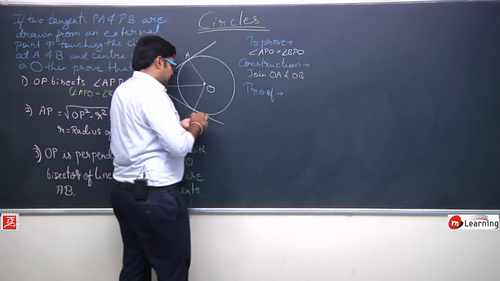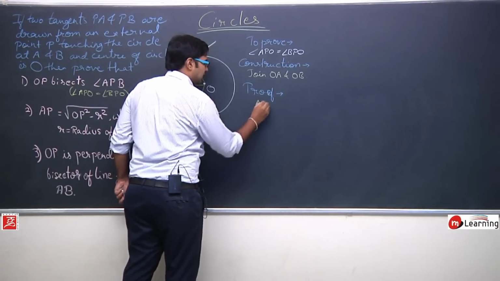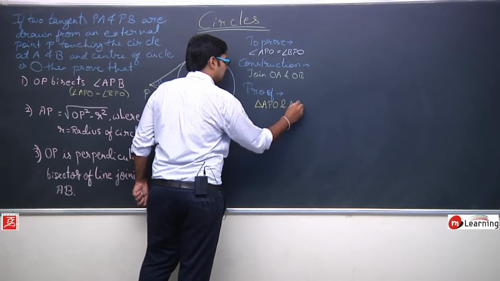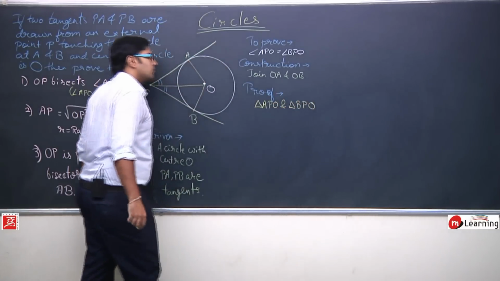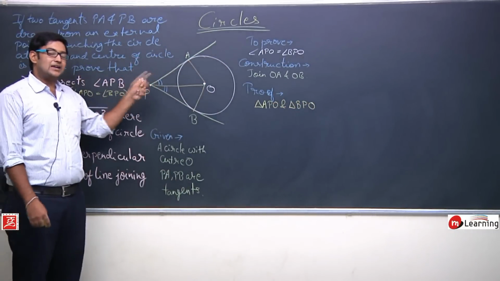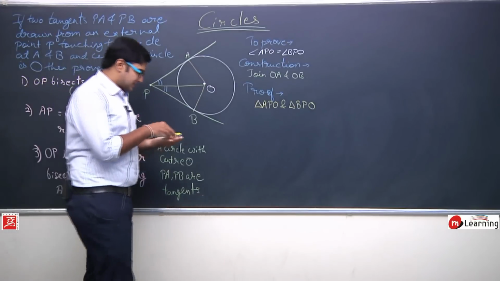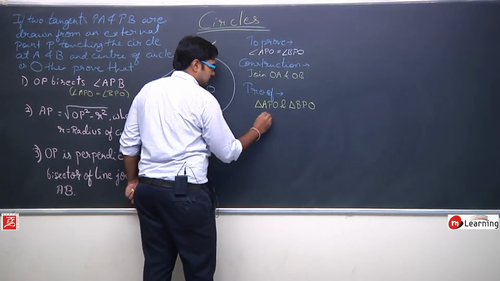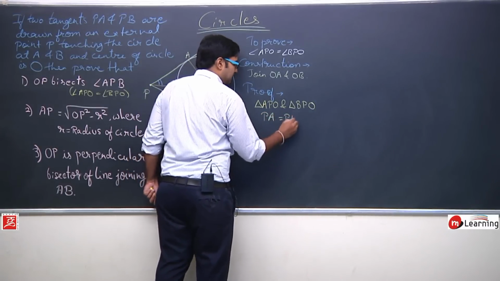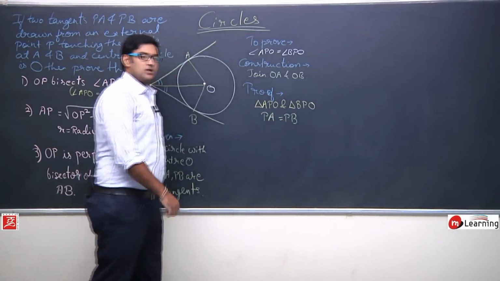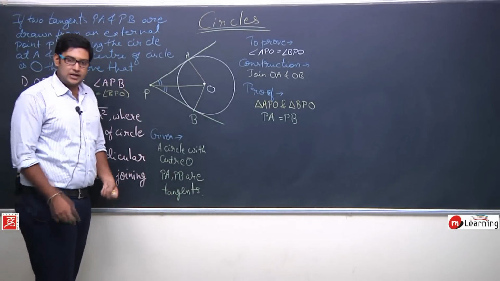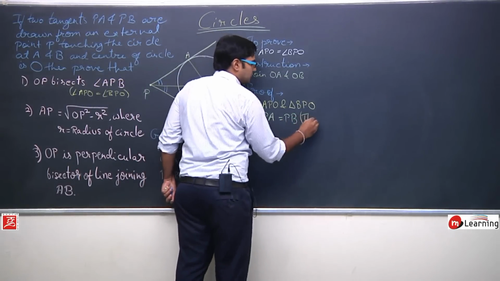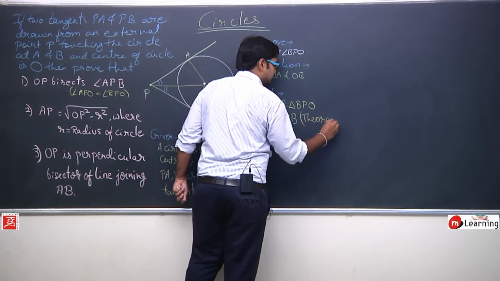We will observe the two triangles, triangle APO and triangle BPO. In triangle APO and in triangle BPO you can see that PA and PB are equal. Now why are PA and PB equal? Because in theorem 2 we have proved this concept. This is what theorem 2 says.